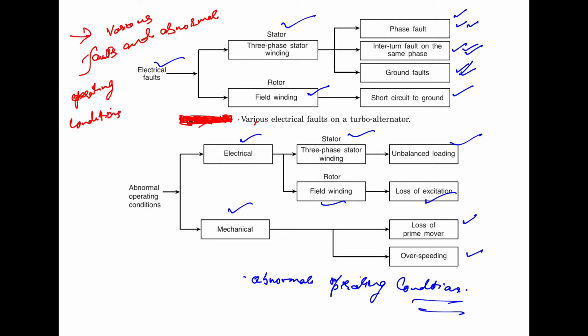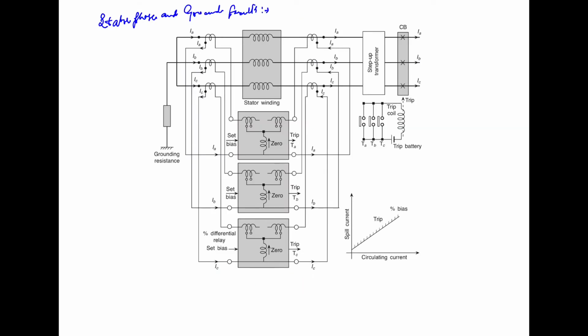Now we will start with the stator phase and the ground faults. Phase and ground faults on the stator can be detected by the percentage differential protection as shown here. This type of scheme is also known as the longitudinal differential scheme.